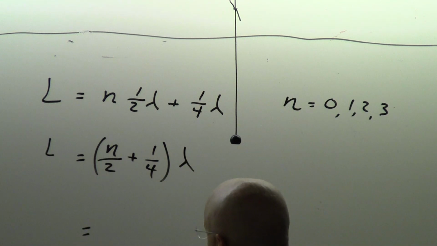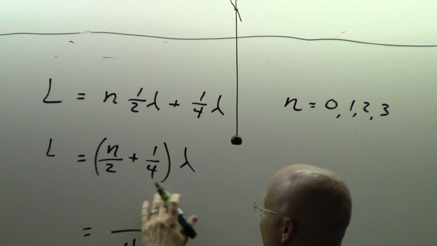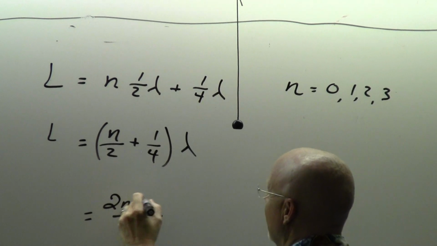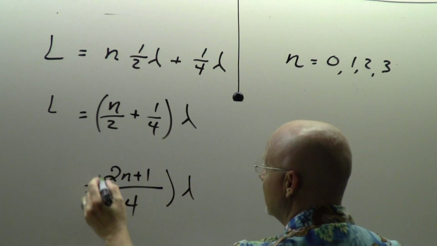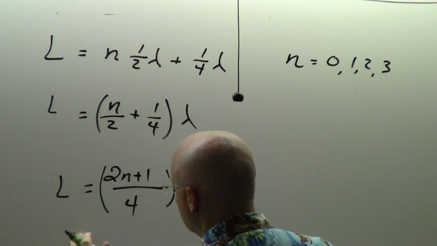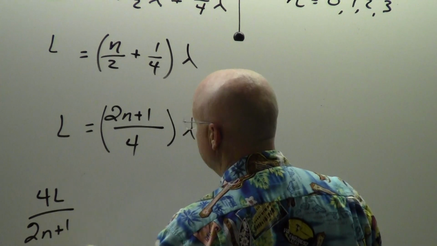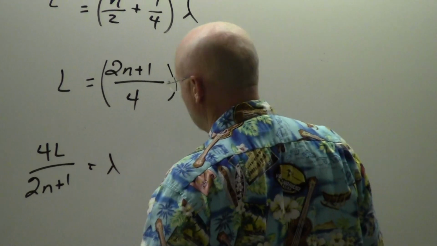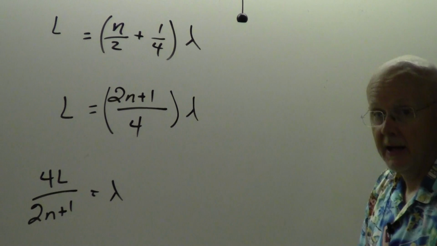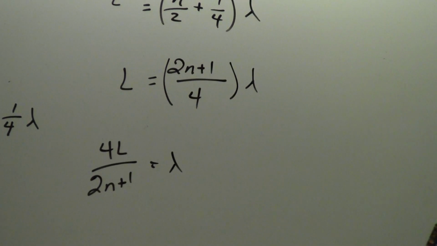Maybe to make things a little bit easier mathematically, I'd get a common denominator of 4, and so that'd be (2n plus 1) times the wavelength. Then maybe I'll move this over and I'll have 4L over (2n plus 1) is equal to the wavelength. And so finally, it took me a long time to get here, and I hope I didn't use up too much time, but I do think this is the hardest of the semester.